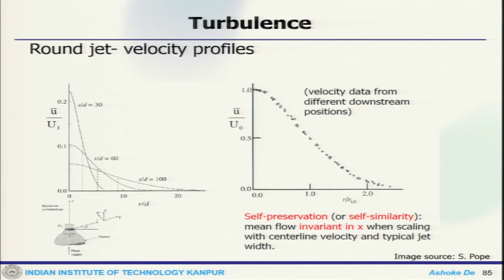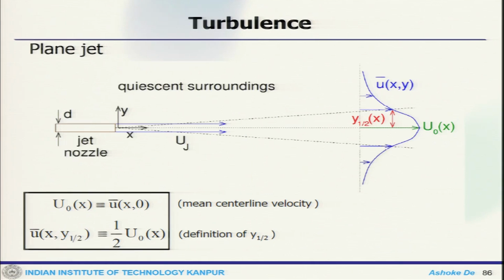Now, when you look at the round jet, as you go along the axial distance, this is how the velocity profile looks, which gives you an idea of self-similarity: the mean flow is invariant of x when scaled with the center line velocity. So, this is an important hypothesis. Now, one can take a planar jet, this is the jet nozzle where the jet is injected, and further downstream you can see how the profile looks. This is our mean center line velocity and this is the definition of it.